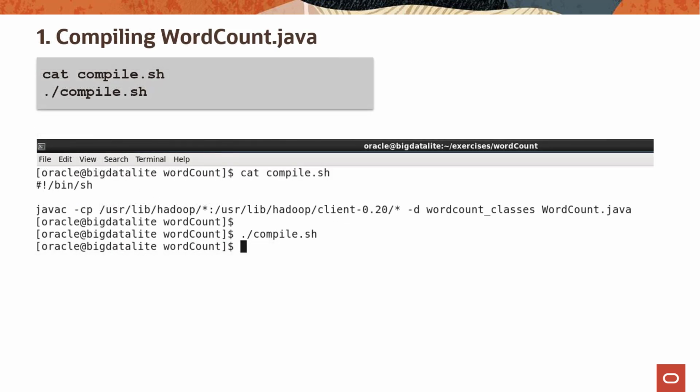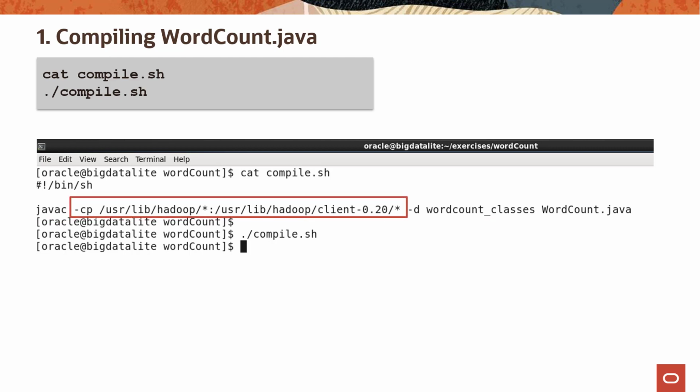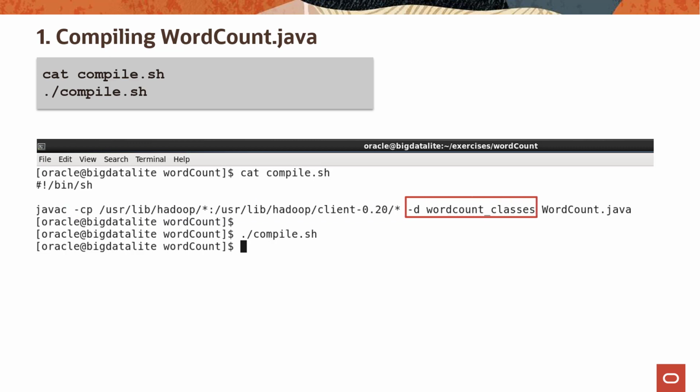On the next few screens, we will run individual scripts that you can find in the Exercises word count directory, which will perform the same tasks that are found in the cheat script, so that we can provide some explanation as to what the commands do. You can run the compile script to compile the WordCount.java program. The javac command compiles the WordCount.java program and creates a class file. The -cp or class path option specifies where to find the user files. The -d or directory option specifies where to place the generated class files, the WordCount classes directory in this example.